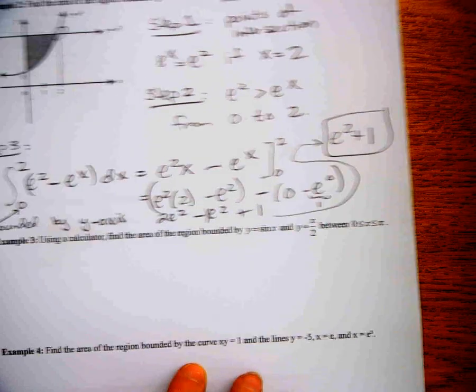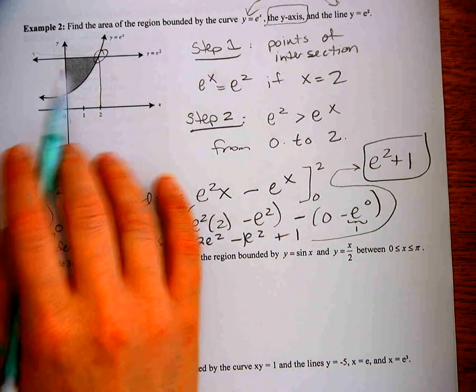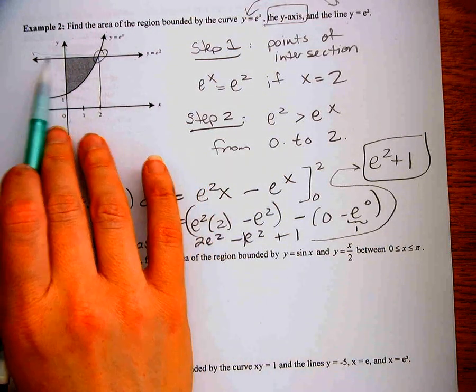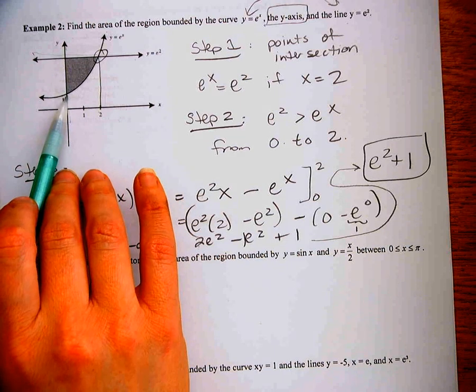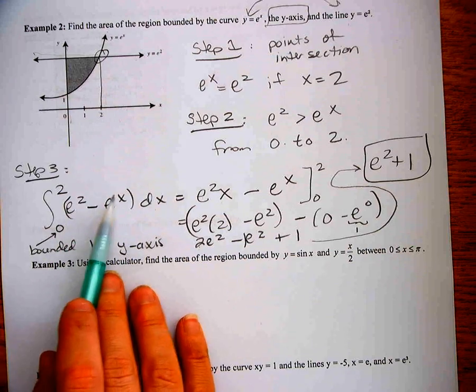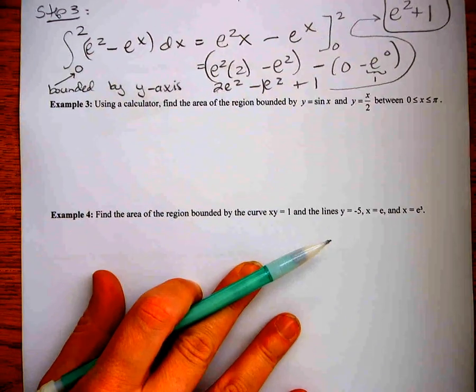So it's very nice and simple when you have the graph. You don't have to actually work too much stuff out. You just look at it. They intersect right here at 2. E squared was higher the whole entire time. It cut us off right here at the y-axis, so that was my lower bound. So I just integrate from 0 to 2 of the higher one minus the lower one, and then just work out the math.